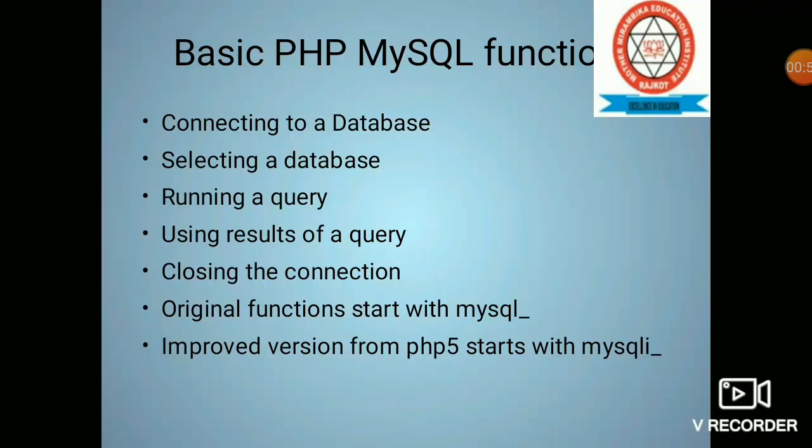Basic PHP MySQL functions require the following steps. Very first, connecting to a database. Select the appropriate database that you want to work upon. Running a query, using the result of a query, and closing the connection. Original functions start with mysql, while the improved version for PHP 5 starts with mysqli underscore.